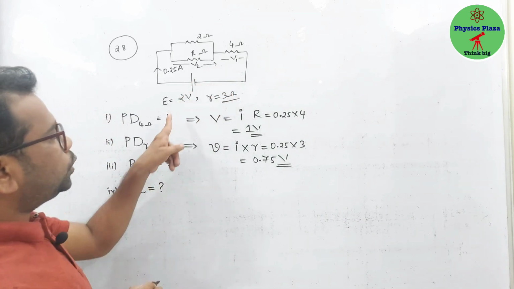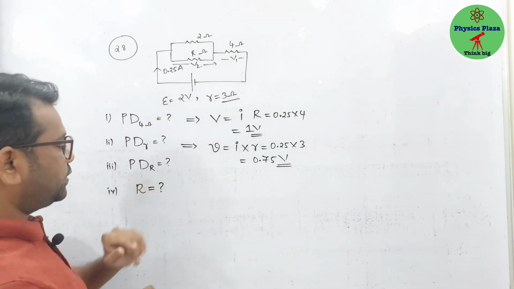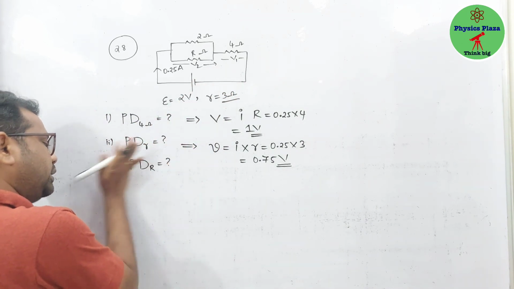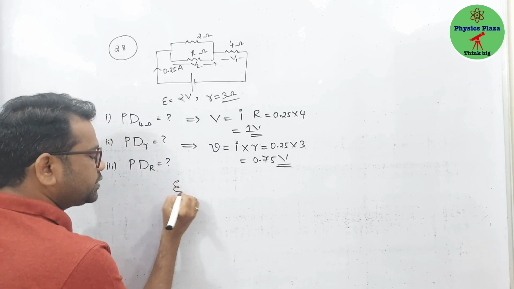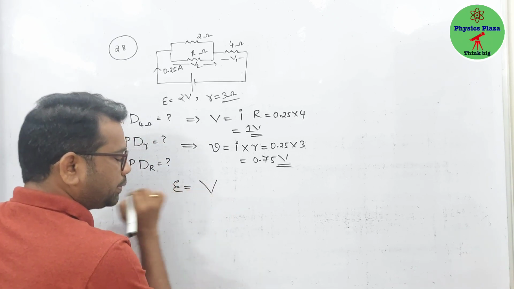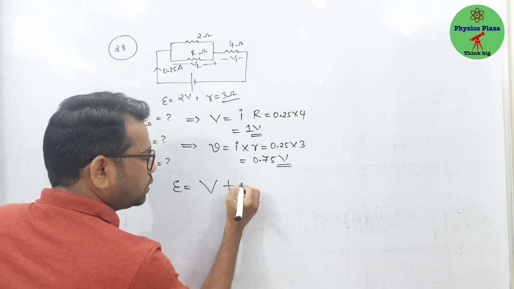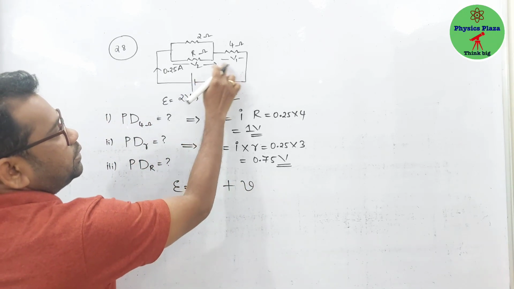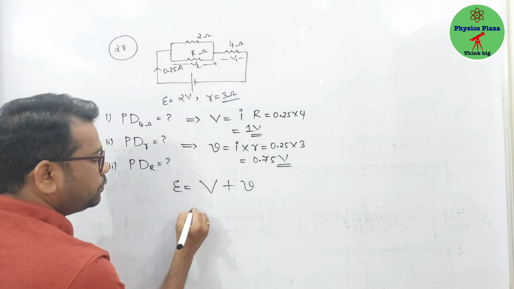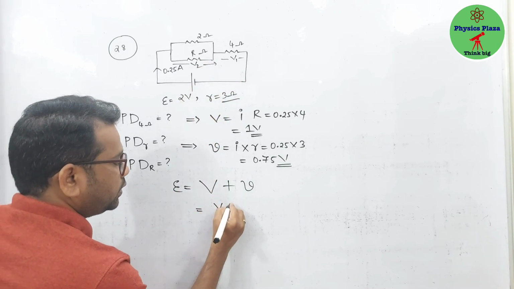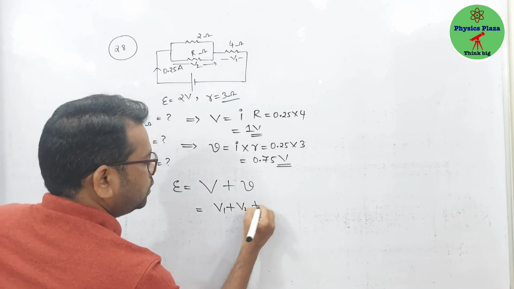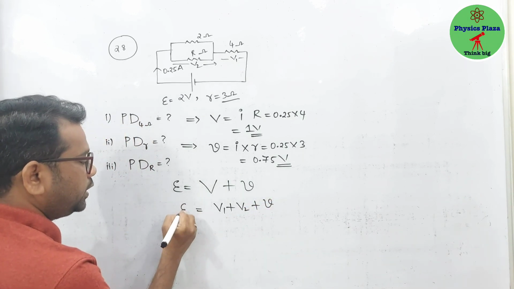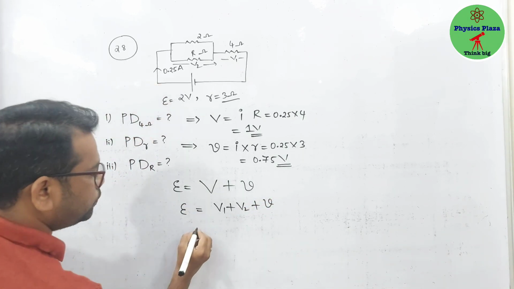Right? Then the total EMF is equal to, right, this one is very important, very much important. Total EMF is equal to terminal voltage plus potential drop. Terminal voltage is what actually? V1 plus V2, these two together. So it is V1 plus V2 plus potential drop equals EMF. So EMF value is 2.